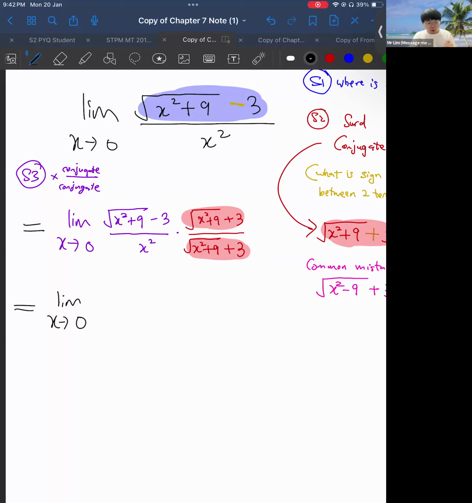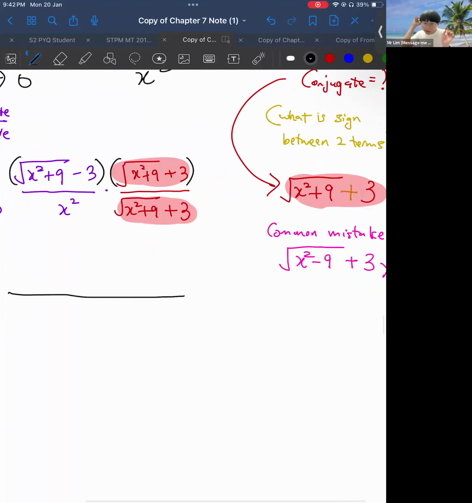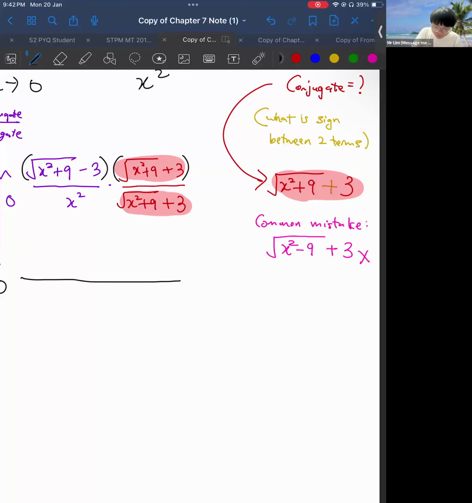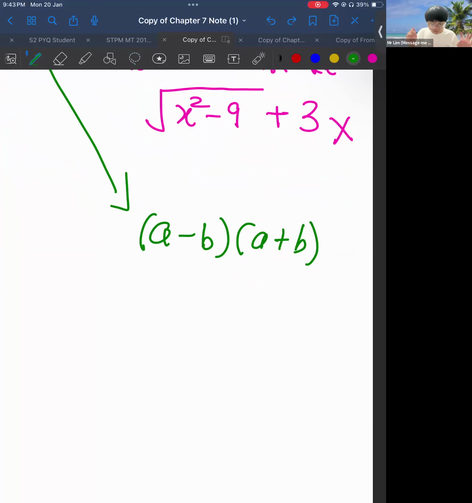Okay, one by one. We put a fraction. Let's do the numerator and then denominator lah. Now numerator after simplify, what do you get? If you notice, numerator is this one multiplied by this one. It's actually the pattern of what? This one is in the pattern of a minus b multiplied by a plus b. Correct. Just you have a square root there. Okay, never mind.